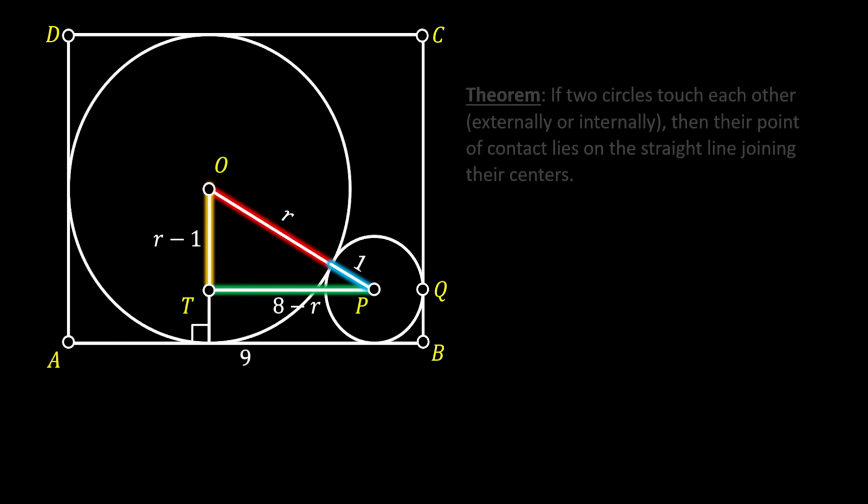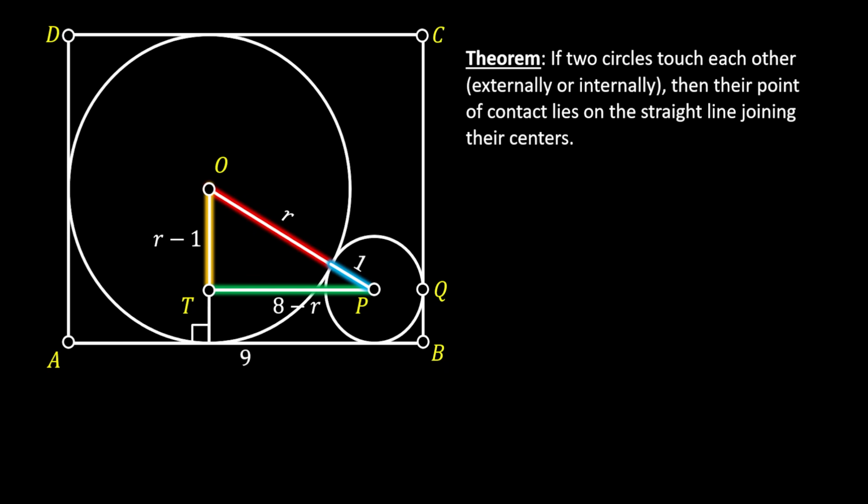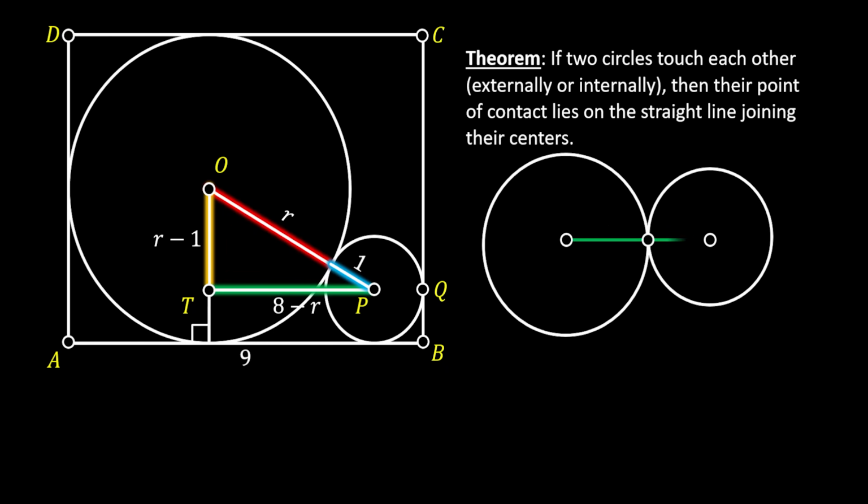Well, we can actually use the theorem of a circle, which states that if two circles touch each other either externally or internally, then their point of contact lies on the straight line joining their centers. And as you can see, this is exactly the case on our sketch on the left. So we know for sure that the line OP must be a straight line.